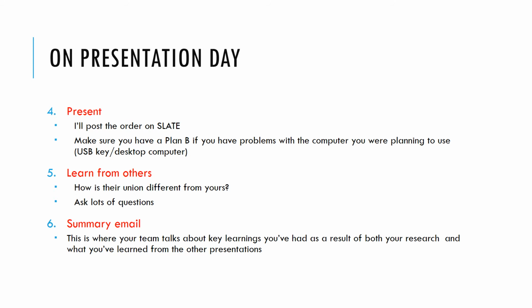So in the assignment, it says that you have to submit an email that outlines 3 of the most important things that you learned about the structure and function of unions as a result of these presentations. So take notes as you're listening, and then sit down with your team. Come up with three key learnings that you've had as a result of your research and what you've learned from other presentations, and write something that is intelligent, succinct, and informed in order to earn the full marks for this piece. So enjoy this, because this is an interesting way to learn about Canadian unions.